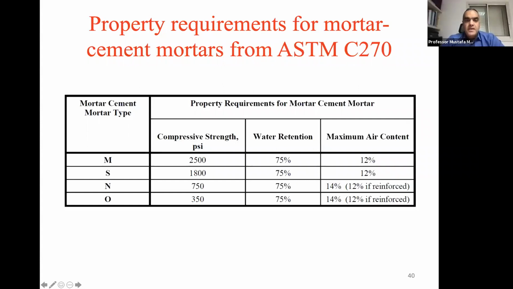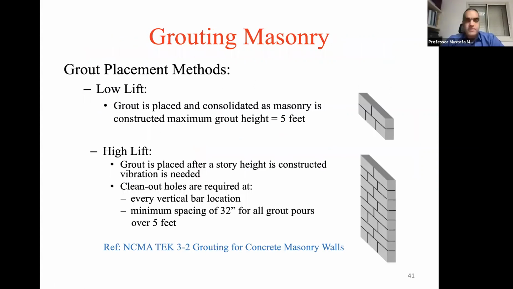Okay, grouting masonry. So that's another component. So grout placement methods could be low lift. So that's, we mentioned this at the very beginning when we showed the Excalibur hotel structure. Grout is placed and consolidated as masonry is constructed. Maximum grout height is 5 feet, maximum every 5 feet. The high lift, this is typically used in multi-story. So grout is placed after a story height is constructed.